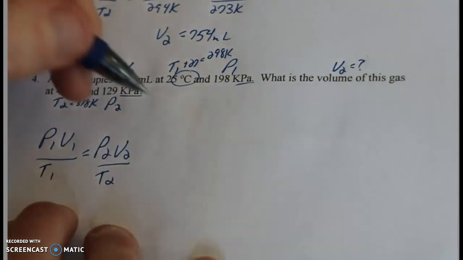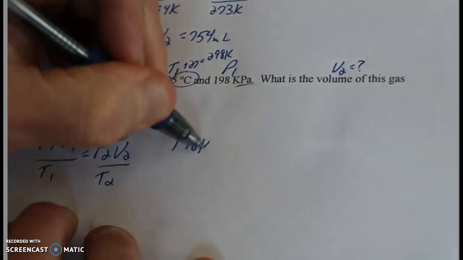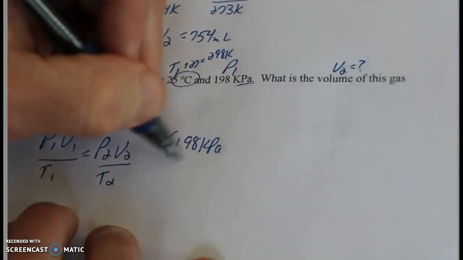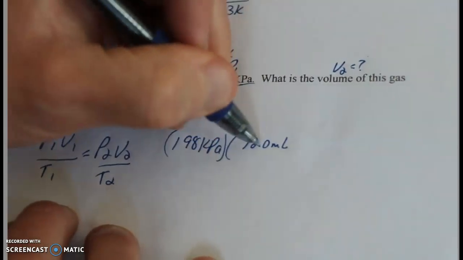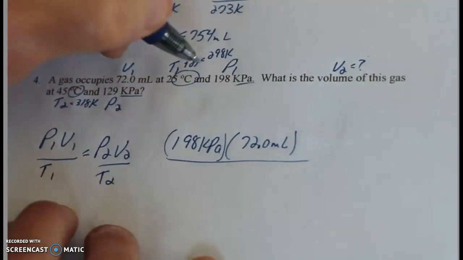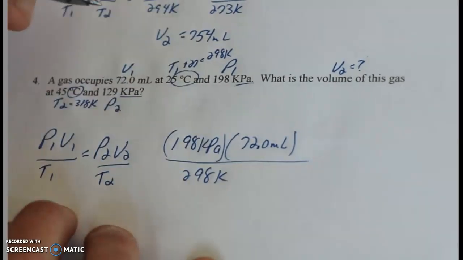So now I can plug all this information in. I have 198 kilopascals for P1. For V1, I have 72.0 milliliters. And for T1, I have 298 Kelvin.